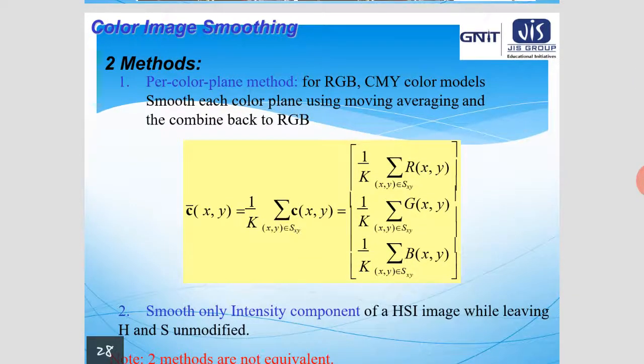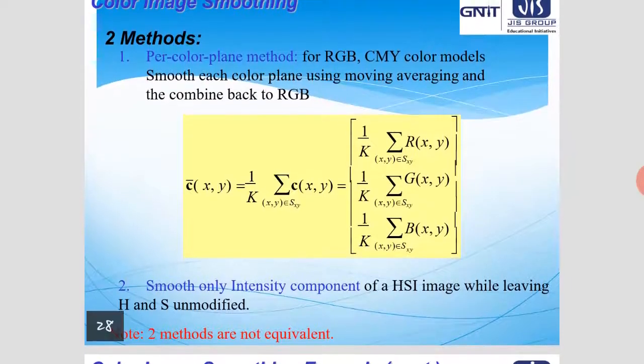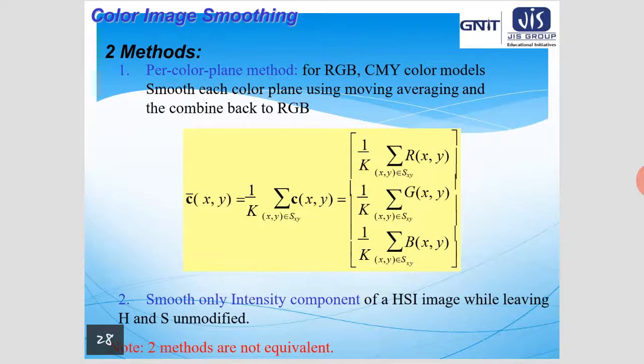We can also smooth the color image, which is known as color image smoothing. Here we can use two methods. The first method is the per color plane method, and the next one is to smooth only the intensity component. For the per color plane method for RGB and CMY color models, smooth each color plane using moving averaging and combine back to RGB, and the corresponding formulation has been given here.